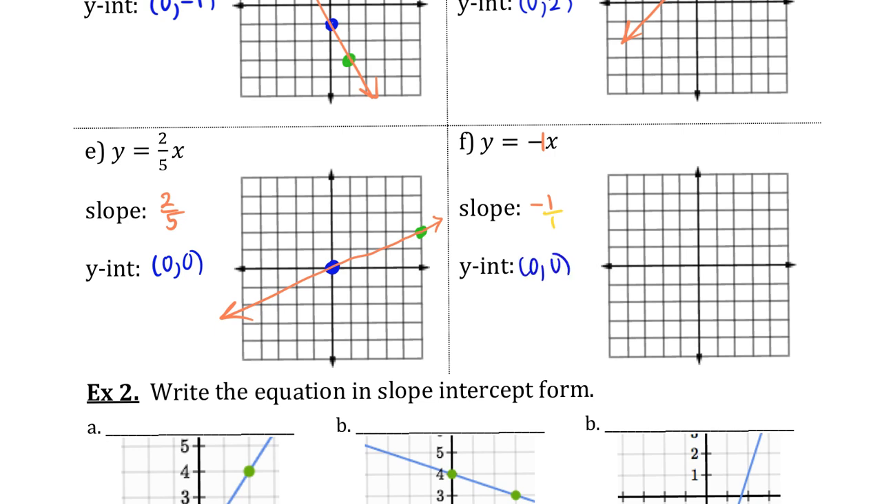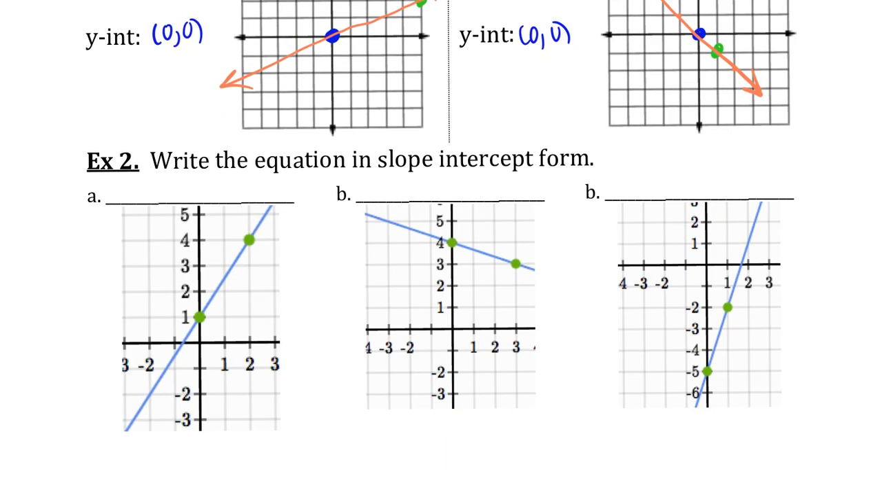So I'm going to start at the origin. My slope is negative 1 over 1. If you want to repeat it a couple times, you can. If you want to give the negative to the other one, you can too. But then go ahead and draw your straight line. Okay, hopefully you remember that.